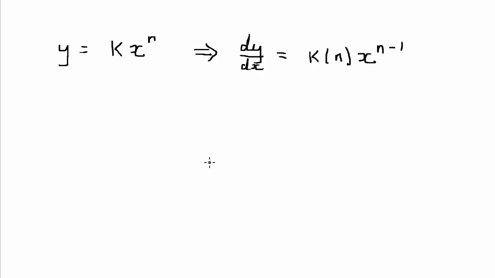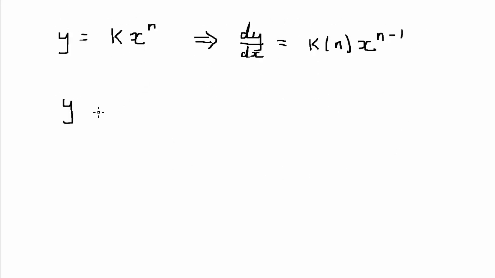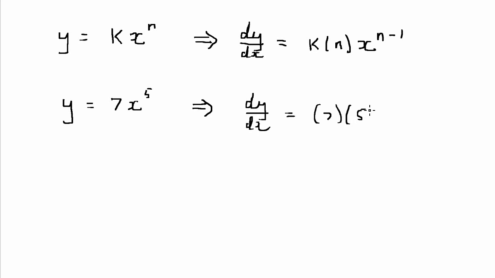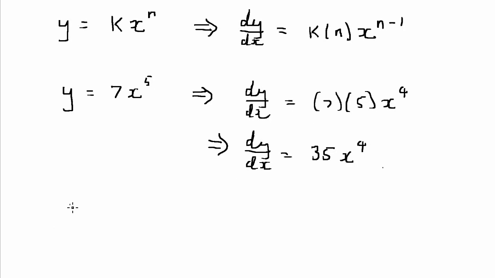Let's just put that into practice. So suppose we have 7 lots of x to the 5. Then this would suggest that dy dx is going to be 7 lots of 5 times x to the 4. In other words, that dy dx is going to be whatever 7 5s are times x to the 4. One more example. Suppose we have a y which is negative 3 lots of x to the 6.